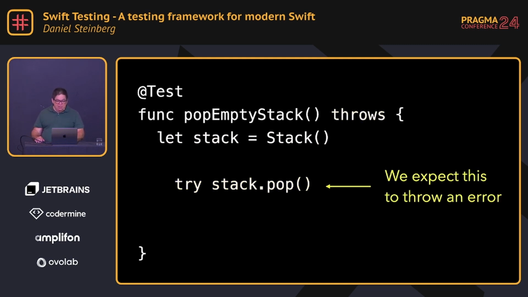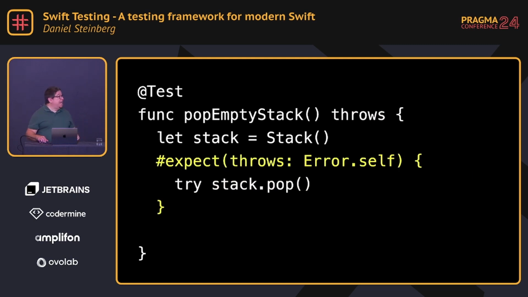We expect this to throw an error. That's the good case. And so we say exactly that. We expect this to throw an error. If it does, that's a success. Now, I'm expecting to throw an error. I don't know what kind of error it is. Maybe sometimes it does throw an explicit error, and I want to test that it throws this kind of error. So I can be as explicit as you like.